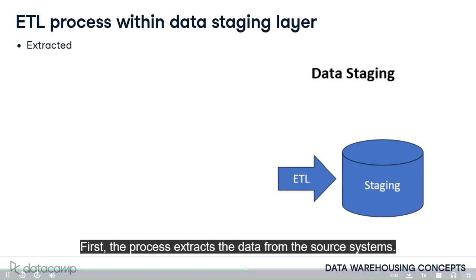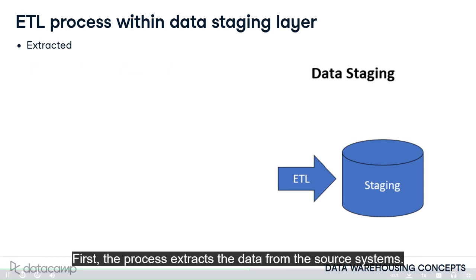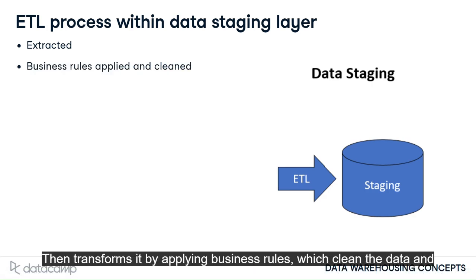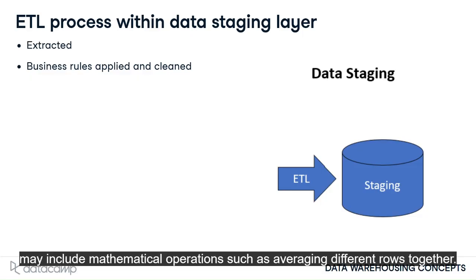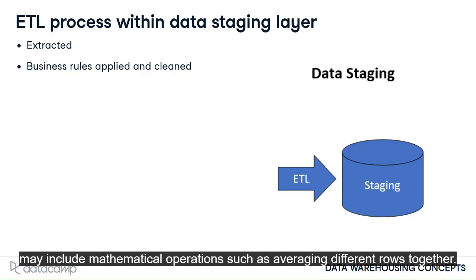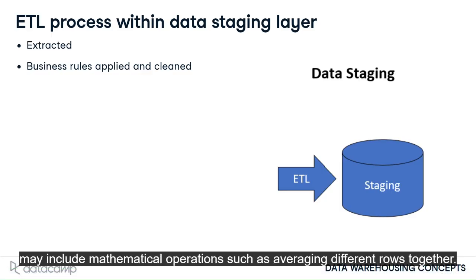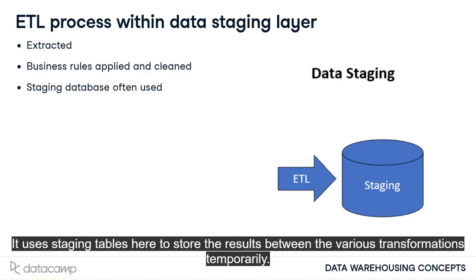First, the process extracts the data from the source systems, then transforms it by applying business rules, which clean the data and may include mathematical operations such as averaging different rows together.